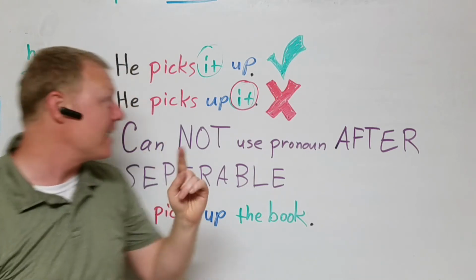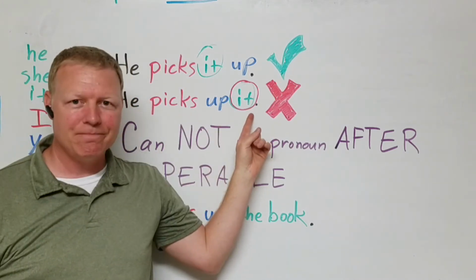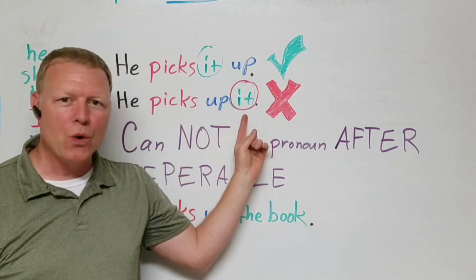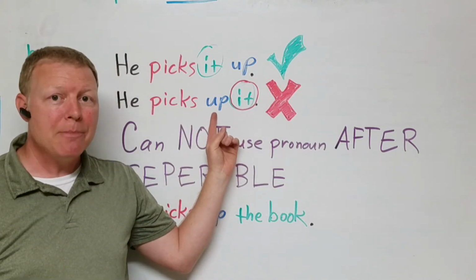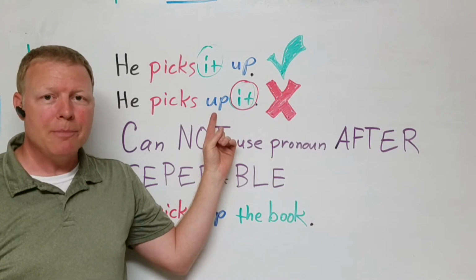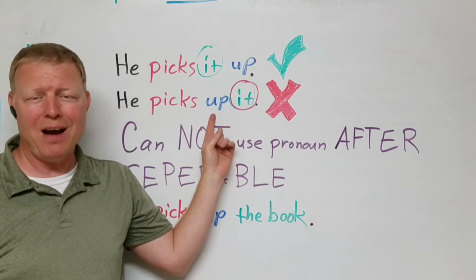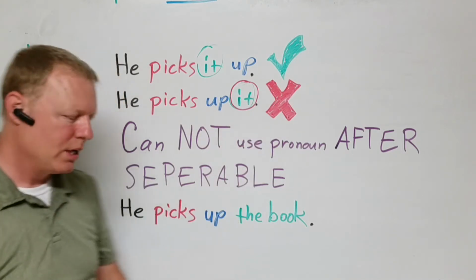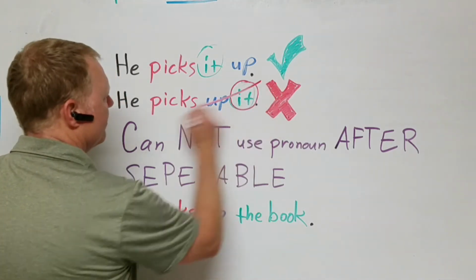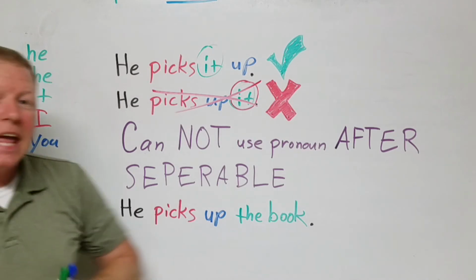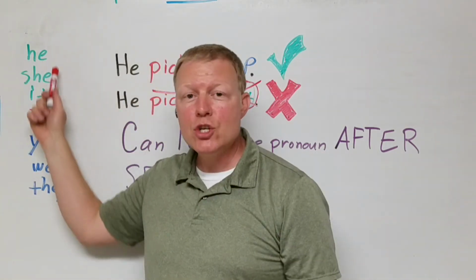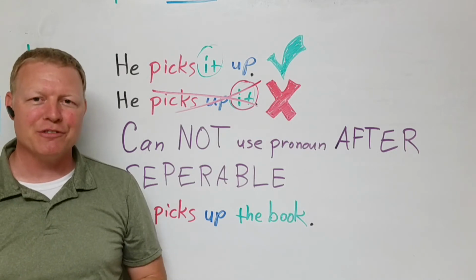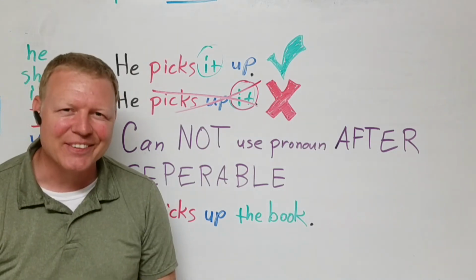However, you cannot say he picks up it. He picks up her. He picks up me. No, he picks me up, sure. He picks it up, sure. He picks us up, no problem. But picks up it? No, cannot do it. If you use a pronoun, he, she, it, I, you, we, they, it must be in the middle of a separable phrasal verb. Crazy, right?